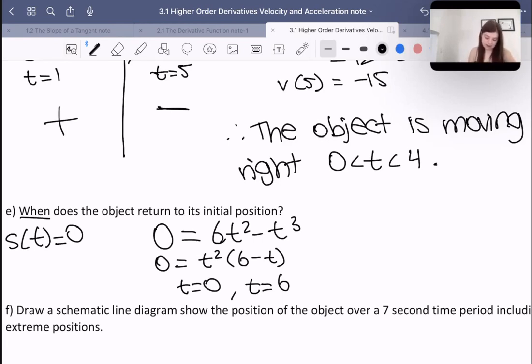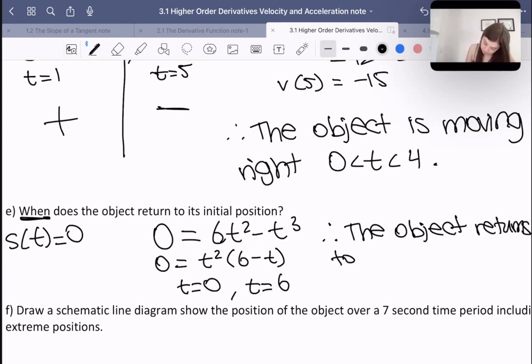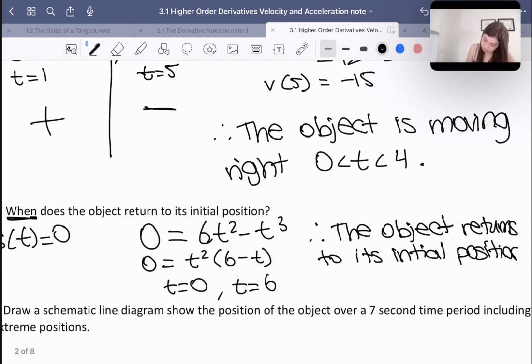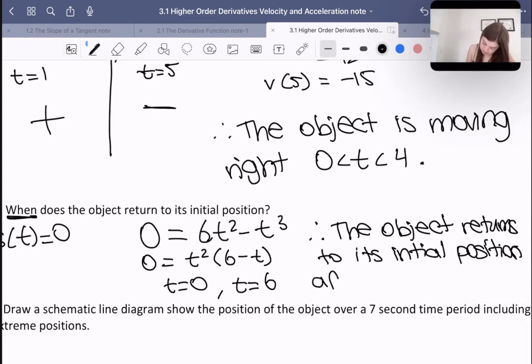It didn't ask where it was because they told us in the question, right? They told us it would be at its initial position. They asked when does the object return to its initial position? And the answer is the object returns to its initial position after 6 seconds from our start time. So we'll just say after 6 seconds. Very good.